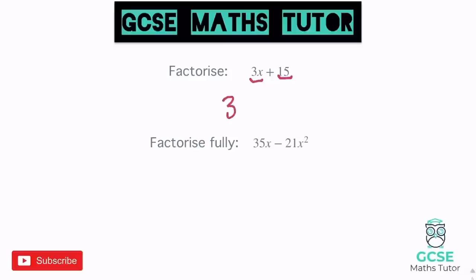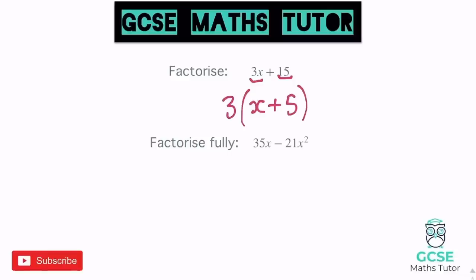So 3 on the outside of the bracket, that's the factor we're taking out. 3x divided by 3 is just x. Copy the symbol with a plus, and 15 divided by 3 is 5. And you can check your answer there. You can expand that back out just to check that you do get 3x plus 15.